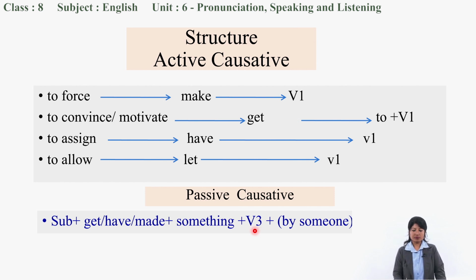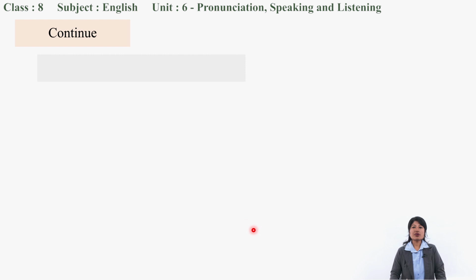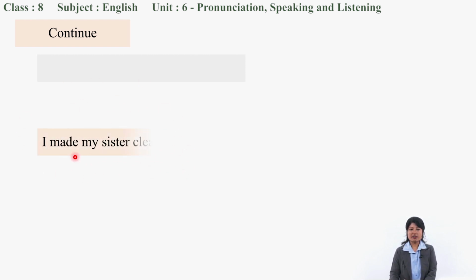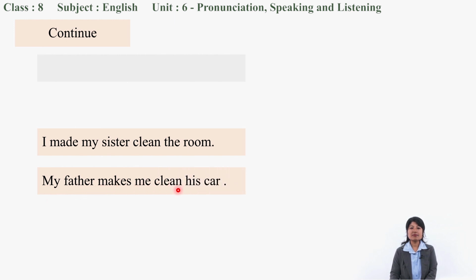Okay, so next. Let's revise it one by one. It will be very convenient for you to complete the task of your speaking section. I made my sister clean the room. My father makes me clean his car. So which causative verb have we used here? Make, right? You can use all the forms of make like made, makes, making. So we use all forms.